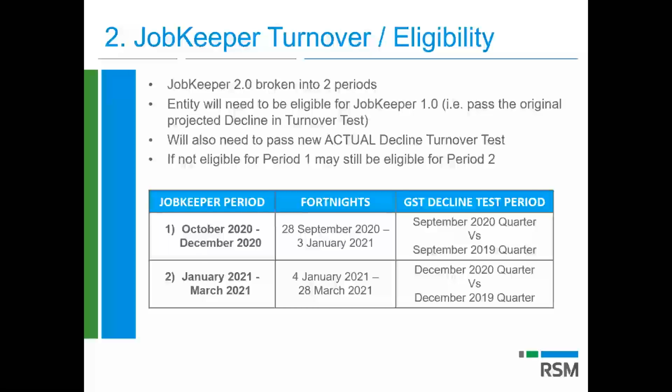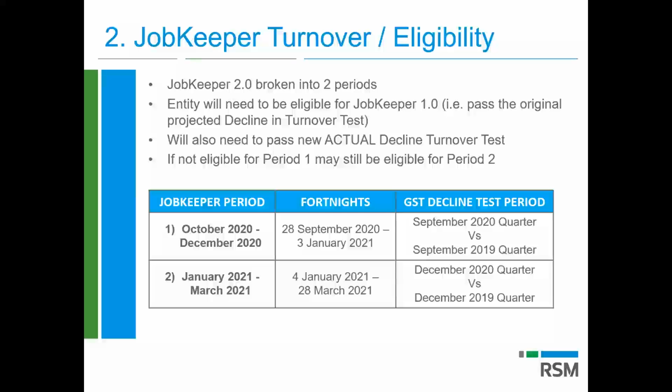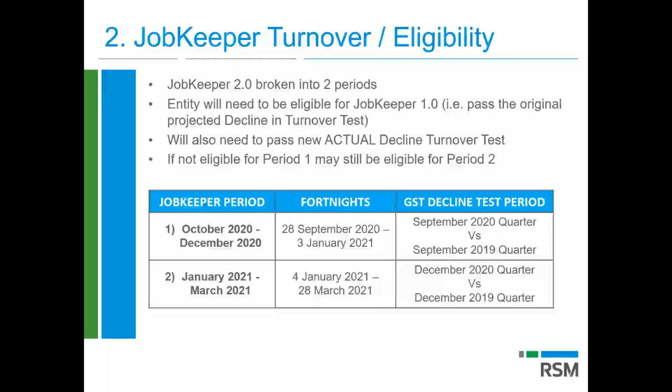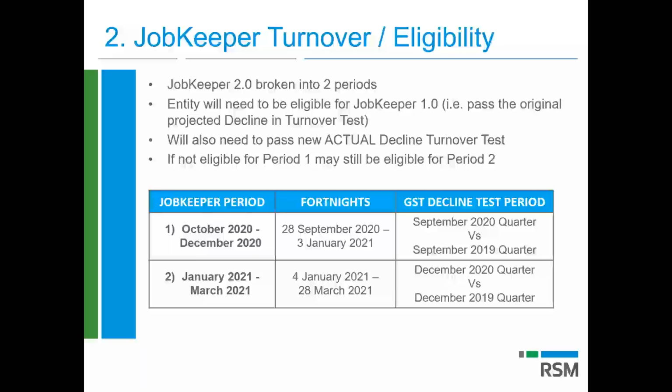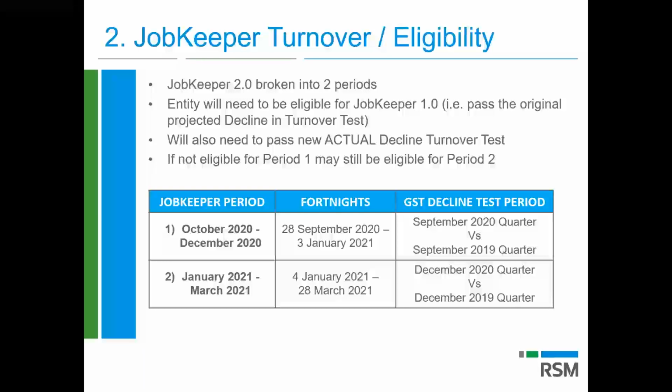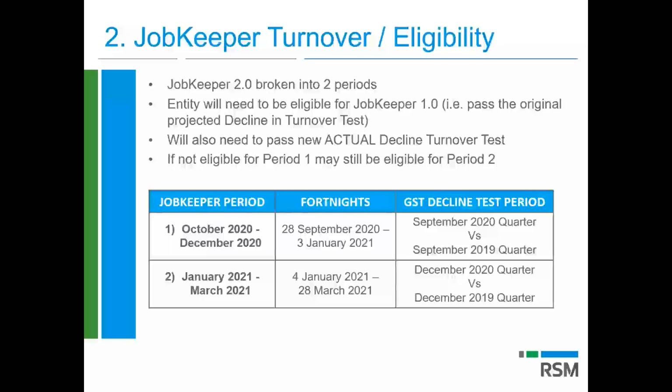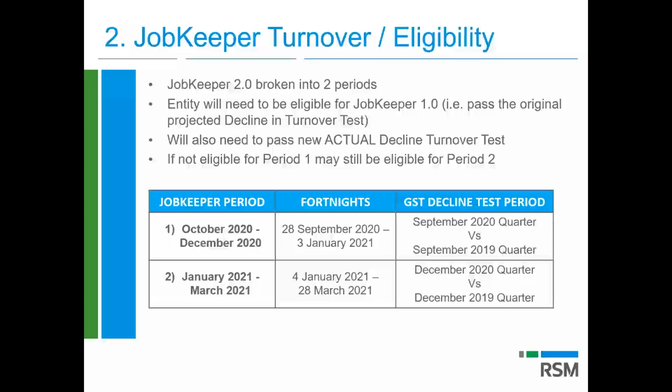The decline in turnover test is a once and for all test. As a result, entities that are registered for JobKeeper 1 have already met this test. However, the actual decline in turnover test must be satisfied at 2 points for full eligibility under JobKeeper 2. Once with respect to the September quarter, being JobKeeper payments for the period 28 September through to 3 January, and then once with respect to the December quarter for payments from the 4th of January through to the end of March 2021. Importantly though, if eligibility is failed in one quarter, let's say the December quarter, it is possible to come back into the scheme for the March quarter.